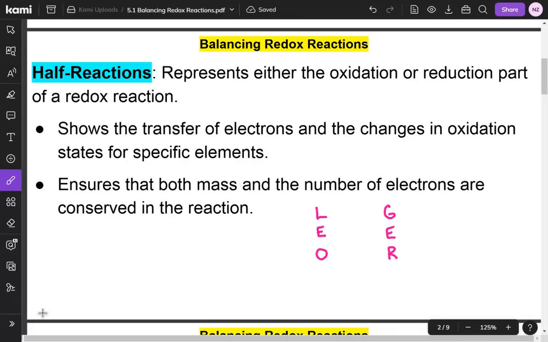When we split our reaction into half reactions, you're going to be able to see specifically how electrons are transferred and also the changes in oxidation states. We want to make sure that we conserve both mass and the number of electrons when we're using half reactions. And there are several steps that we're going to go through to do this.